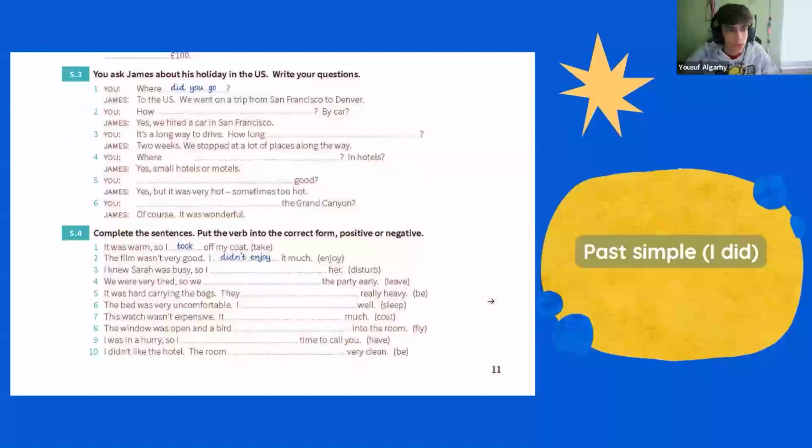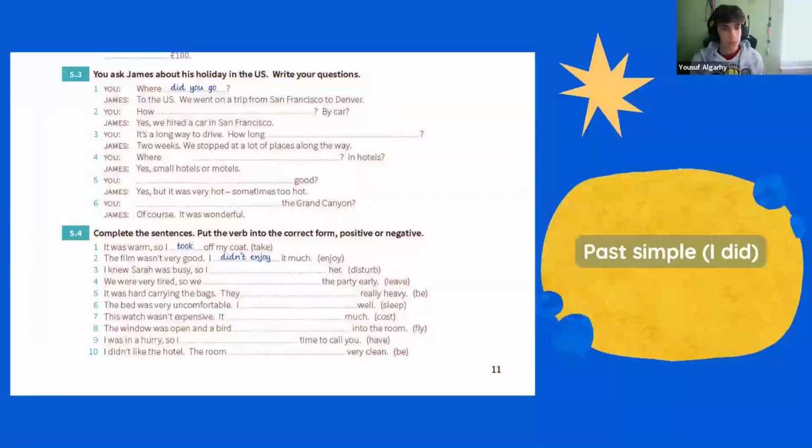Next. So, let's say you know a person named James, okay, and you're asking him about his holiday. So, this is just questions that you would ask about it. So, the first part, you have you. Where did you go? And then James says, to the US. We went on a trip from San Francisco to Denver. And then it says, how blank? By car? So what could we put in the blank? How did you go there?